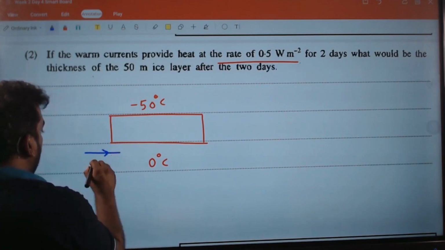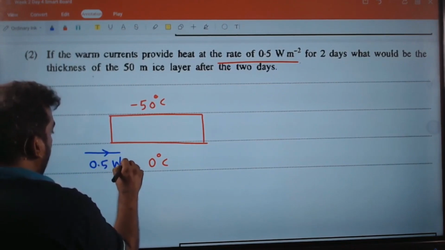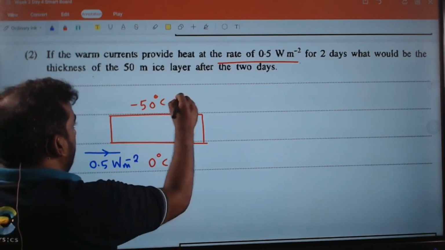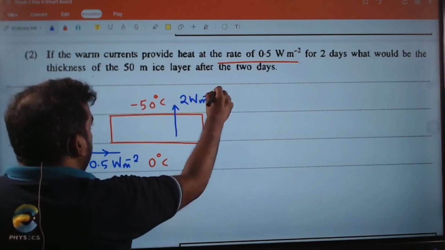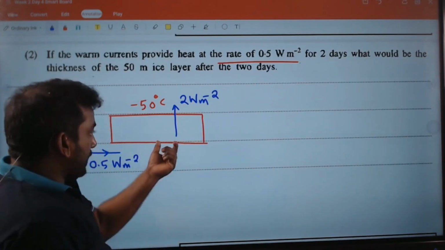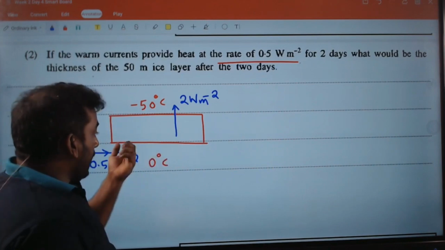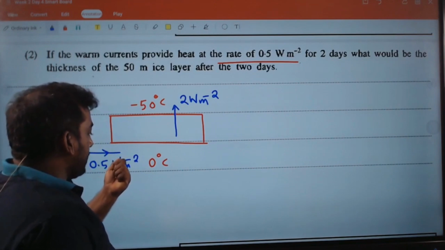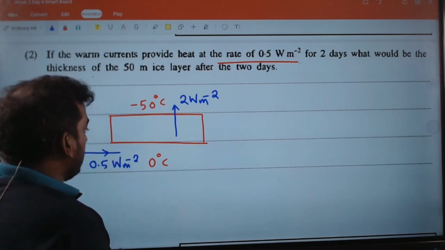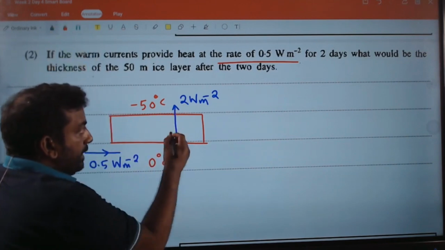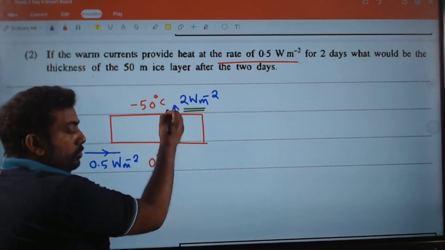So I am supplying hot water at 0.5 watt per meter square. The rate of heat passing through per area is 2 watt per meter square. If I supply 2 watt, the ice won't be melting, and ice won't form. But I am sending less, which means now there is an ice layer forming because of the difference between these two. Understand the concept?